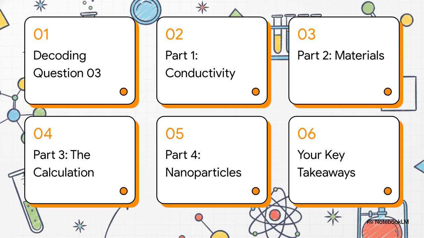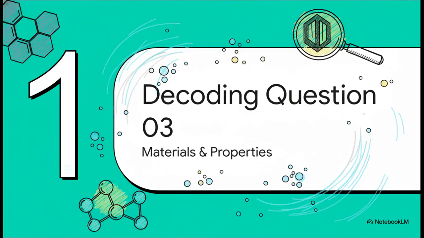So here's our game plan. We're going to start by decoding the question itself. Then we'll tackle each part one by one, from conductivity to calculations and all the way to nanoparticles, before we wrap it all up with the most important takeaways for your revision. Let's get into it.